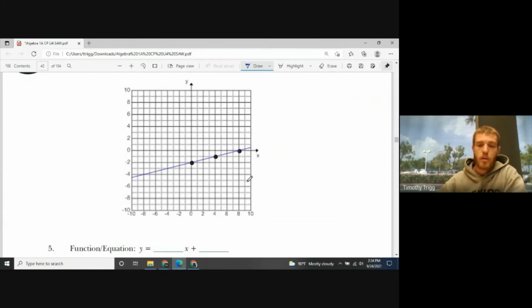So looking at this one, do you think this one would have a positive slope or a negative slope? Well, you should see as you're going from left to right, you're going up, aren't you? So we know this will be a positive slope. All right, well, let's go ahead and solve this one.